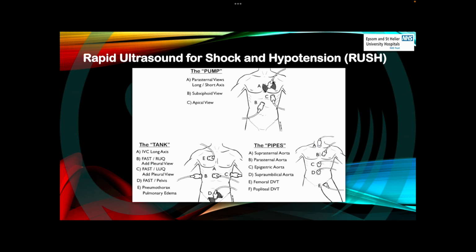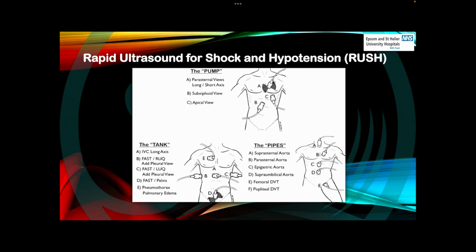This is the illustration of the pump, the tank, and the pipes. In the pump, the question is, is the pump working, which is the heart? Is there any problem in the pericardium? Is there any problem with the left ventricle size or contractility? And the relative size of the left ventricle compared to the right ventricle. So these are the questions to answer about the pump. We have different views: the parasternal view, subxiphoid view, and apical view. You can see them here.